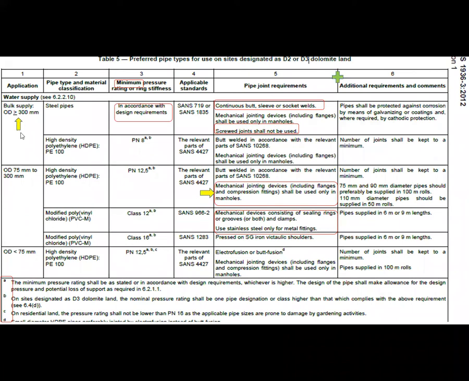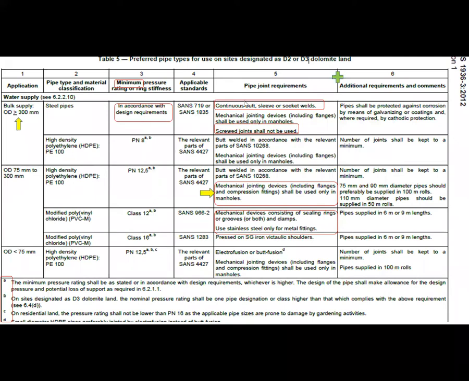So let's have a look at a few things on the bulk supply. Steel pipes are allowed. Obviously, it's mentioned that it must be done in accordance with the design requirements. So whoever has done those design requirements, we're talking about a competent person that would design it. There may be some special requirements, specific sizes. So just bear in mind, it has to be done in accordance with those types of design requirements.